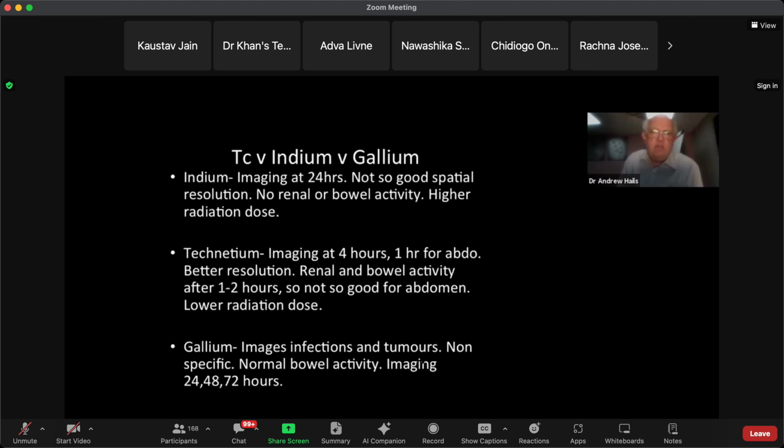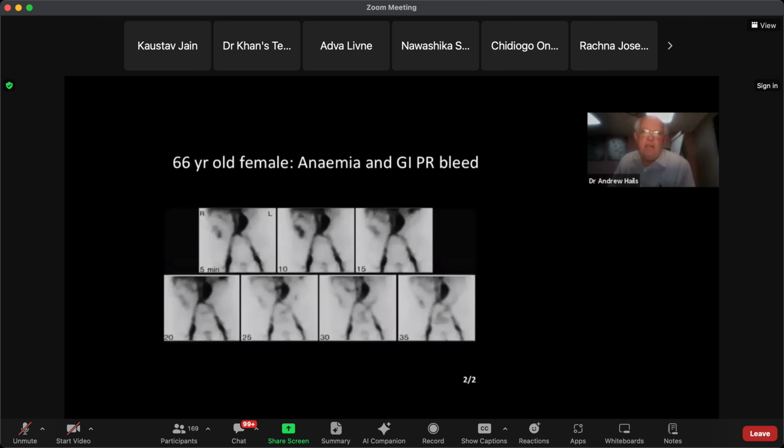I won't worry too much about this, just to say that with technetium you image more quickly, but it's not so good for the abdomen. Indium is quite commonly done, and gallium is very non-specific, so it's not so often done these days. Now, I would like to ask somebody about this. You've got a patient who's got anemia and PR bleeding, and what kind of a test is this?